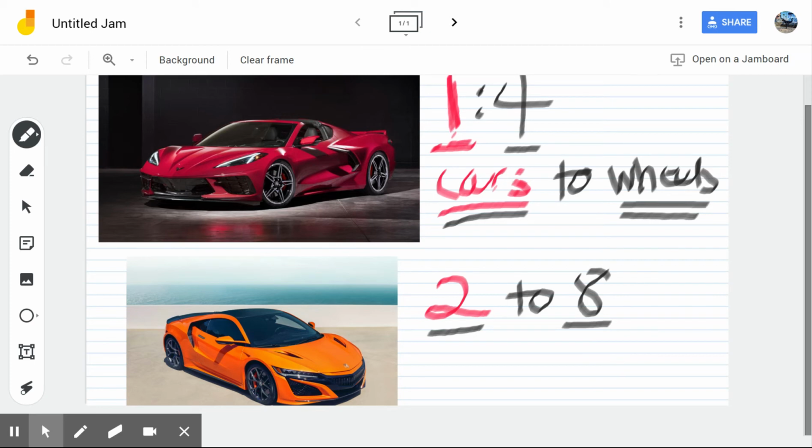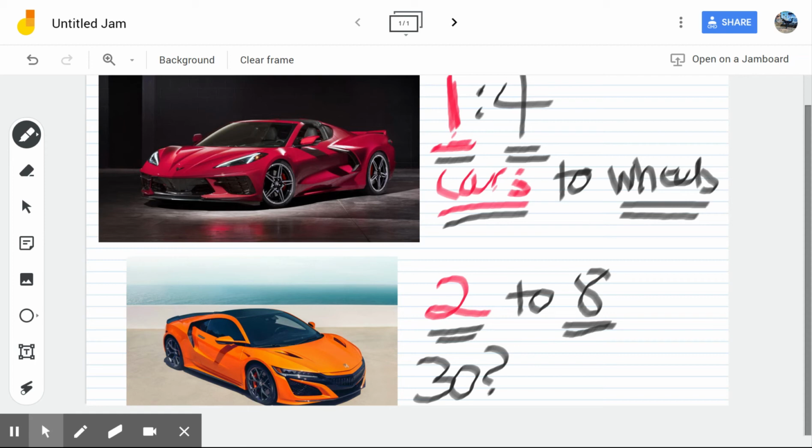Now, I could continue to essentially repeatedly add. Every time I add one car, I'm adding four wheels. So when I get down to two cars, I've added another four to make 8. If I keep adding repeatedly, I'll always be able to maintain an equivalent ratio. But what happens when I want, let's say, to know how many wheels there are with maybe 30 cars? I don't want to add over and over again.